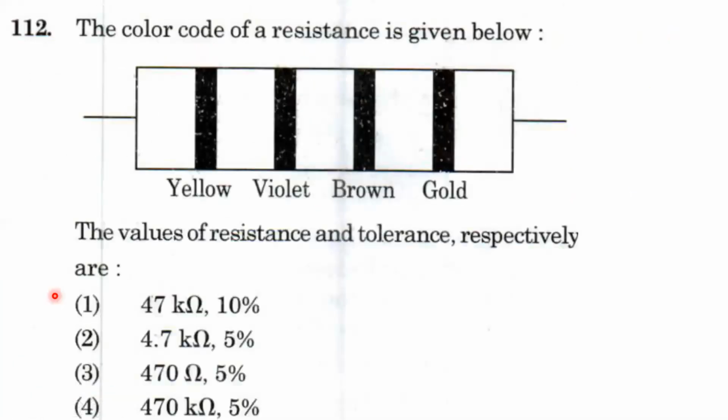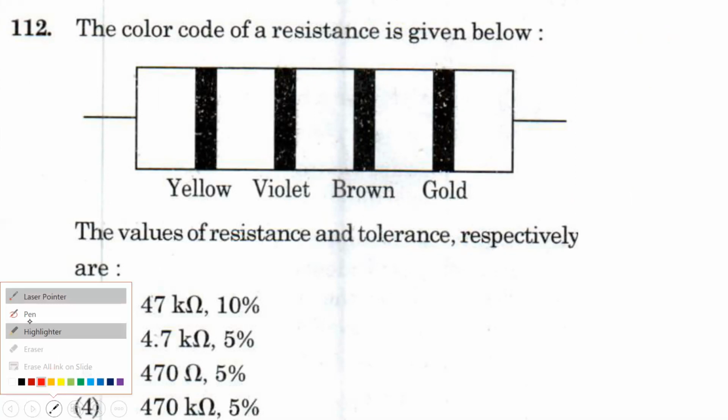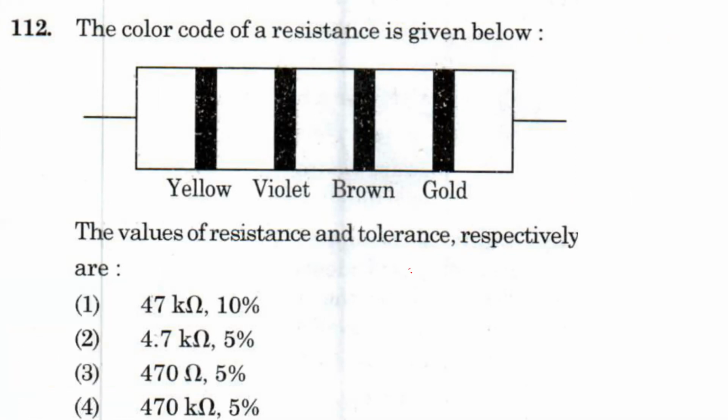112. The color code of a resistance is given by... You know that: B B Roy of Great Britain has a Very Good Wife. Like that it is there. This value is 0, 1, 2, 3, 4, 5, 6, 7, 8, 9.